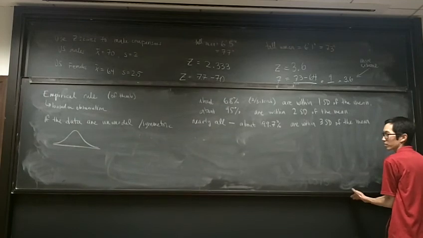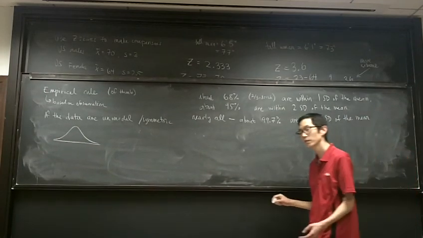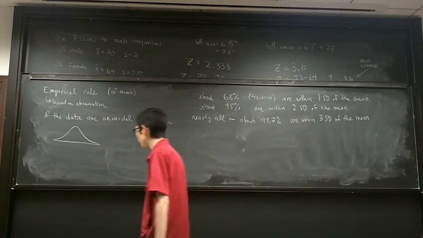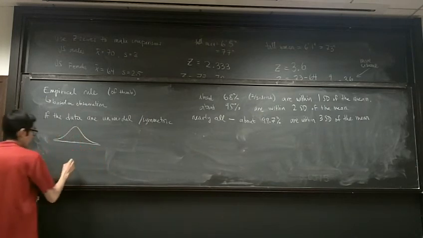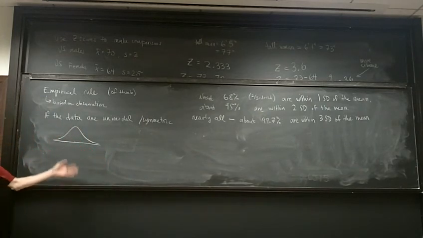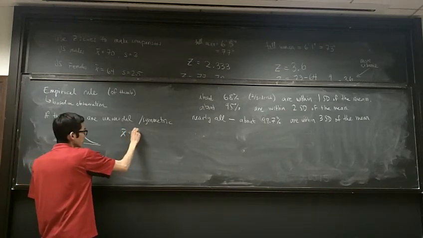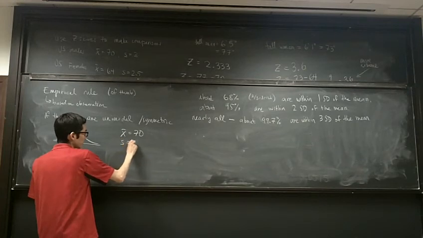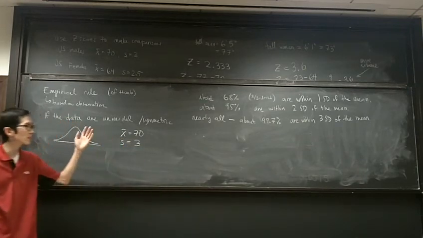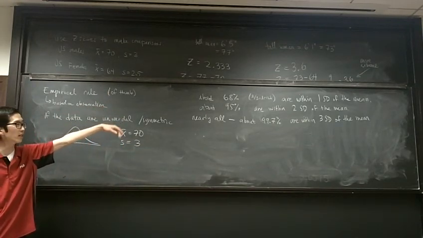So, using that rule of thumb, I will say the height of males in the United States is unimodal and symmetric, and I'm telling you approximately the mean is 70, and the standard deviation is approximately 3. We'll just use this, and we will illustrate this, okay?